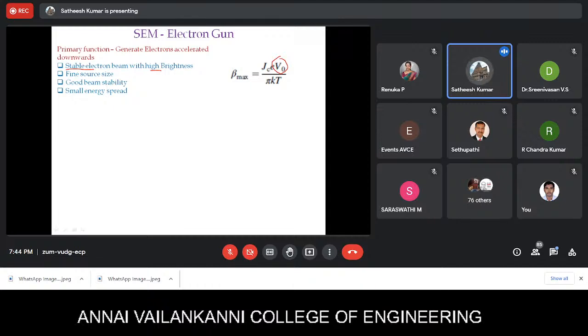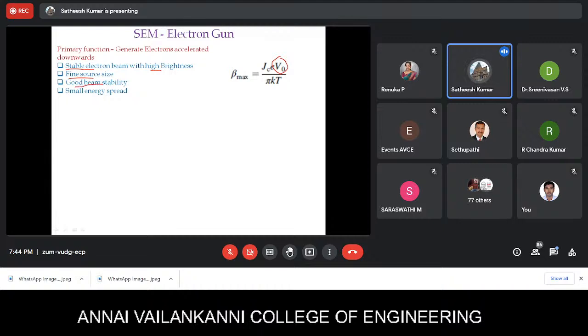So when you increase the voltage, you are going to have a high brightness electron beam. The next thing is going to be the fine source size. This is nothing but the electron should be sourced from a smaller area so that you will have a focused electron beam exposed to the sample.